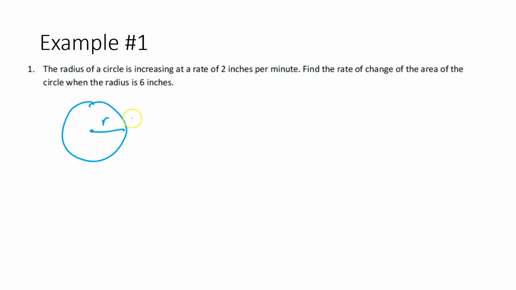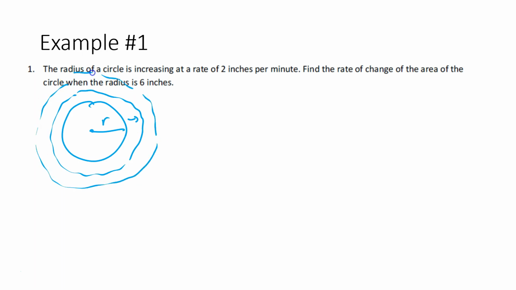So they tell us that the radius of the circle is increasing at a rate of 2 inches per minute. So this radius is getting bigger and bigger and bigger, which means the circle is expanding, right? That radius is increasing at a constant rate of 2 inches per minute. Then we have to find the rate of change of the area of the circle when the radius is 6 inches. So let's write what we know.